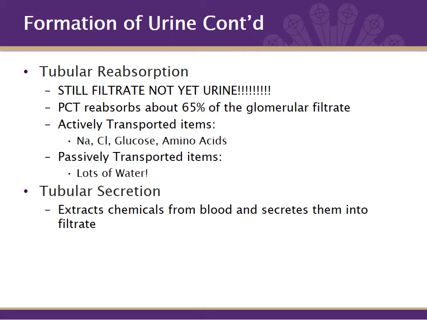Tubular secretion extracts chemicals from blood, and secretes them into the renal tubules. This is an insurance policy of sorts. Anything toxic that didn't make the first filtration process, or anything that was too big to pass through the filtration membrane, can be removed through tubular secretion. This process occurs throughout the tubules.